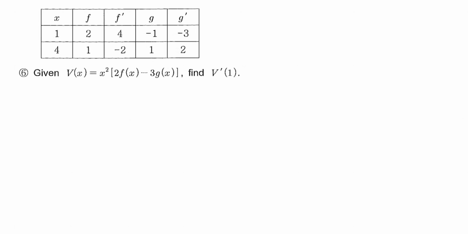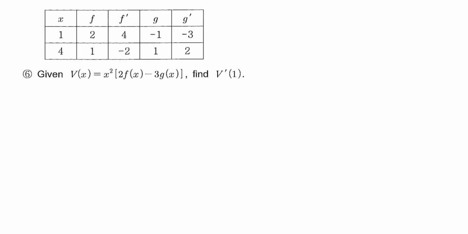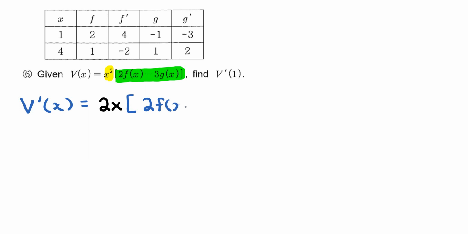So let's blow this up here. This one's a bit complicated because I have x squared on the outside and on the inside, I'm multiplying by this. So let's see if we can apply the product rule to this. So v prime of x. The derivative of x squared is going to be 2x, so 2x. And then I multiply this by the whole function there, which is 2 times f of x in brackets minus 3 times g of x. And I close that bracket off.